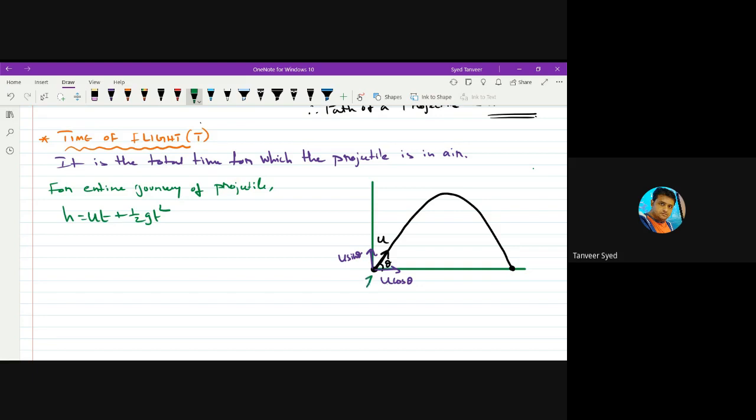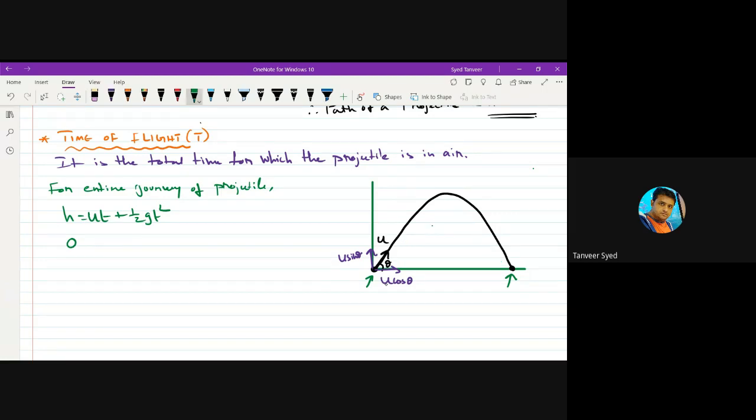You are throwing it at this point and it is striking at this point. How much is the vertical displacement? It is 0. If you are not able to understand this, that means you are making the mistake that I warned you not to make. You are looking in both directions simultaneously. If you look in both directions simultaneously, you will get lost.